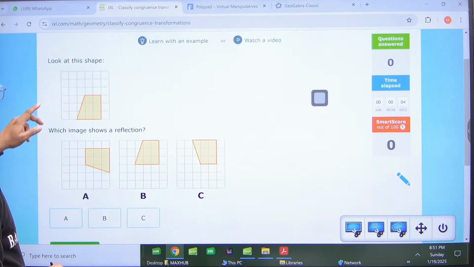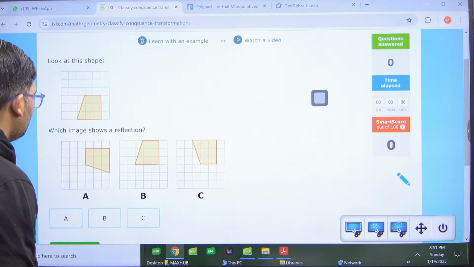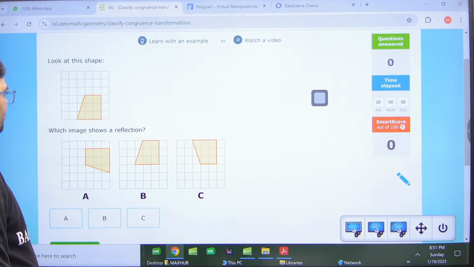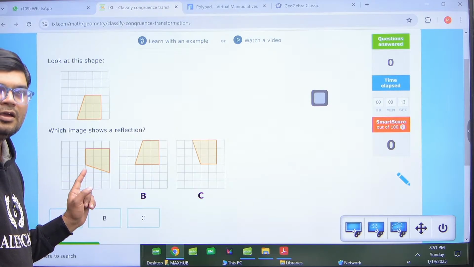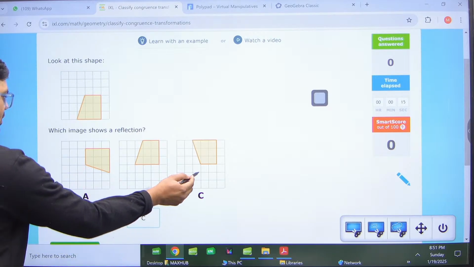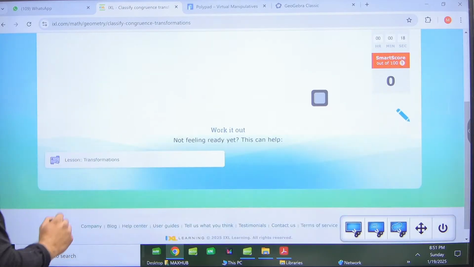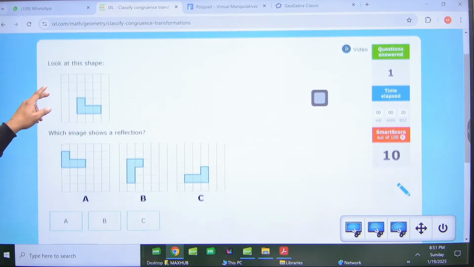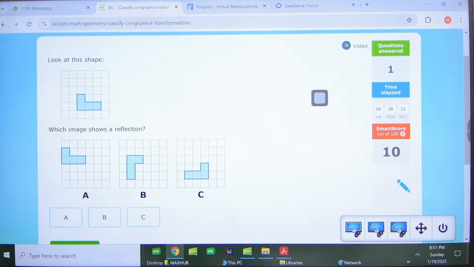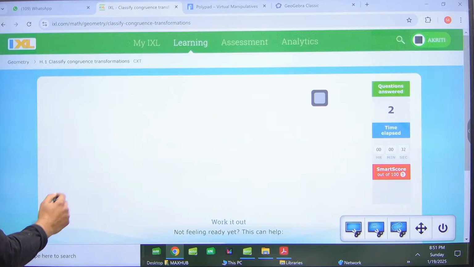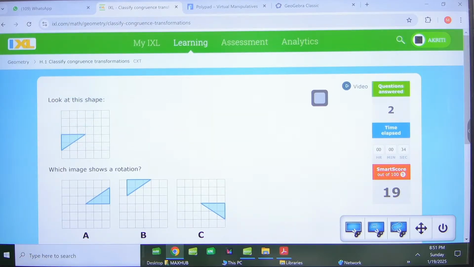Look at this shape. Which image shows the reflection? A, B or C? Tell me. C. Okay, so C shows the reflection. Good one. Look at this shape. Which image shows the reflection? C. Good. Again, C. Tell me which image shows the rotation?